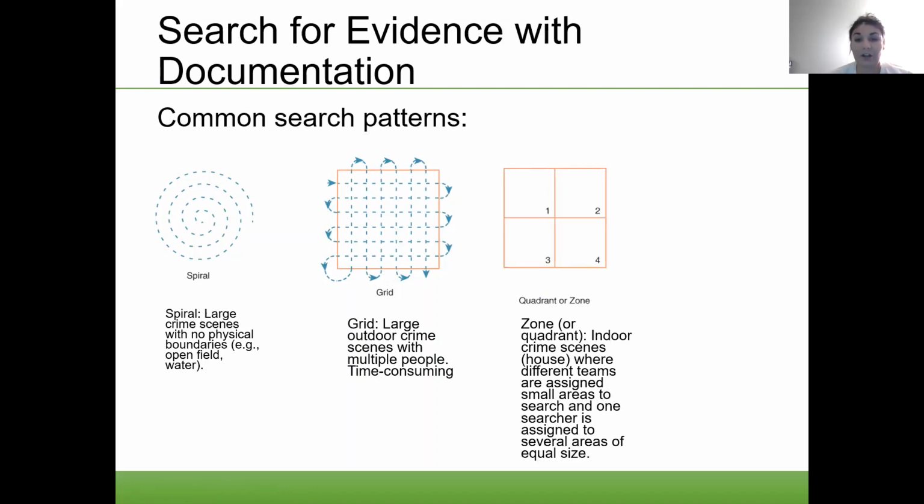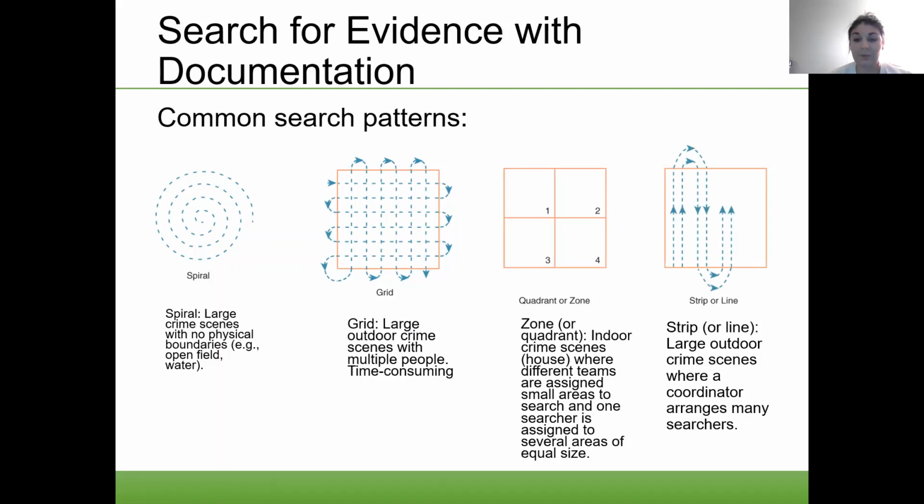Zone or quadrant. This would be best for indoor, like a house, where there are different teams assigned to small areas to search, and one searcher is assigned to several areas of equal size. So it's just breaking the crime scene up for investigators to look for evidence. And then a strip or line, a large outdoor crime scene where a coordinator arranges many searchers. So you can have more than one searcher. They're all going in this same line.